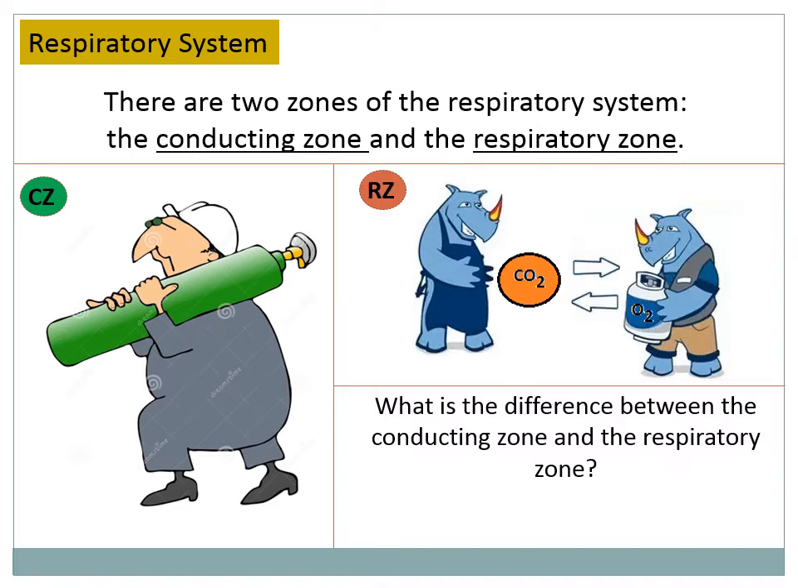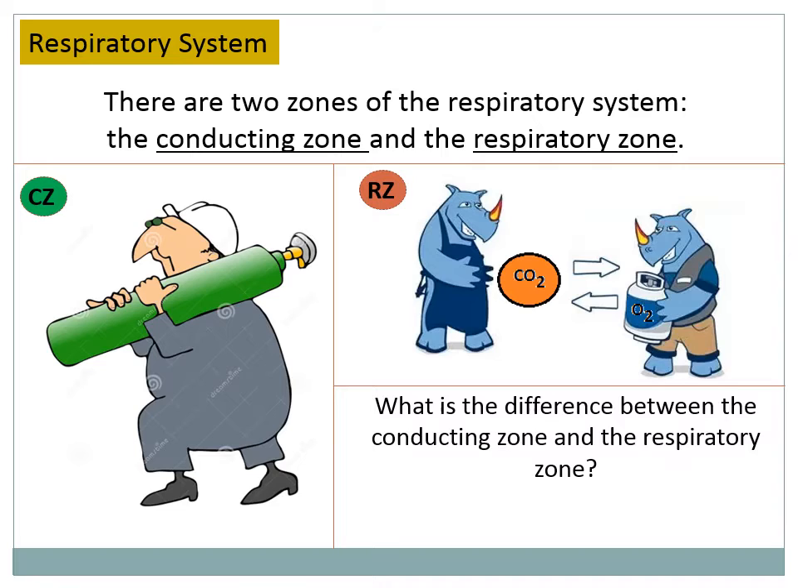We're going to be taking a look at two different zones. I'm going to be referencing these throughout the lecture here, so you want to make sure you understand what's going on in these two different zones. First, we have the conducting zone, and then we have the respiratory zone. So CZ is going to be my shorthand for the conducting zone, and RZ is going to be my shorthand for the respiratory zone. So looking here, we have CZ over there.